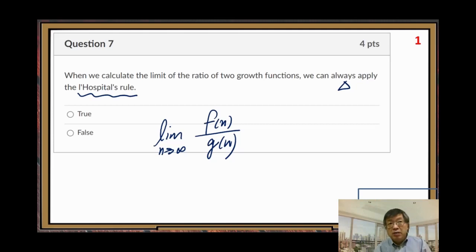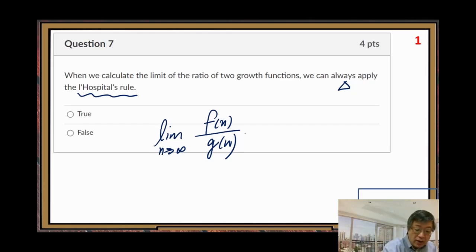Because sometimes when we calculate the limit in the form of a ratio of two functions, it could be very complicated. It could be pretty hard sometimes. But this L'Hôpital rule gives us a special way to do the calculation using the derivatives. If you use the derivatives, you can greatly simplify the limit calculation. So that is the essence of L'Hôpital's rule.